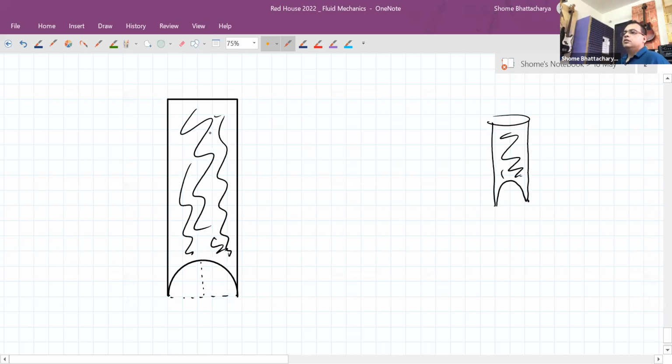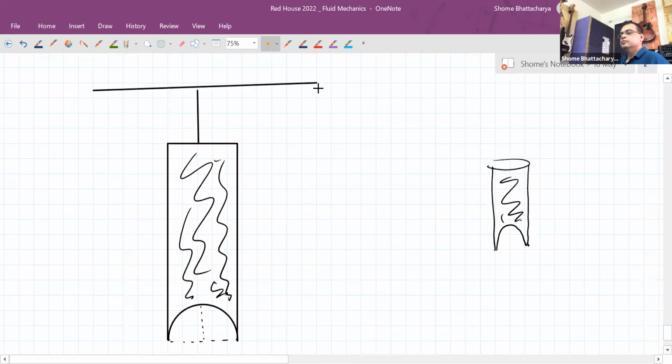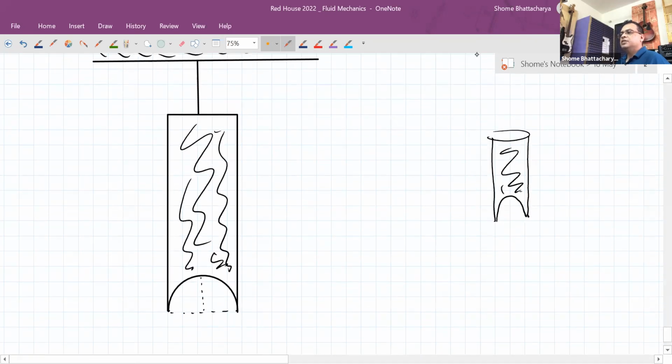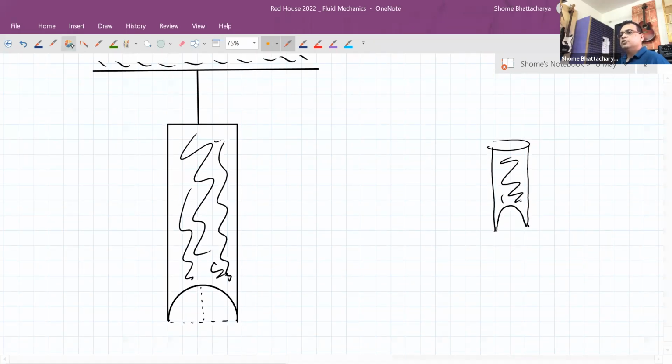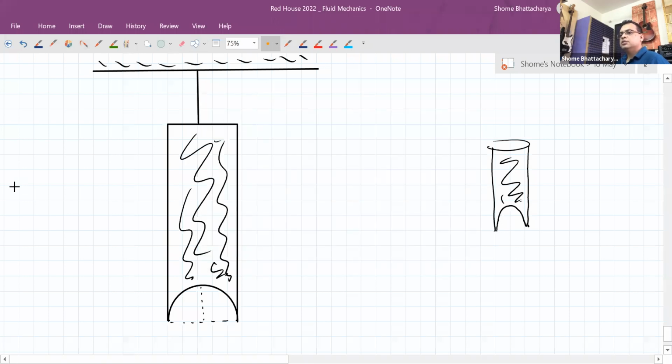And this is kept suspended partially underwater like this. All right, now the dimensions which are given to us for this are, first of all, the water level is up to only a part of it, it's partially submerged. That is like this.